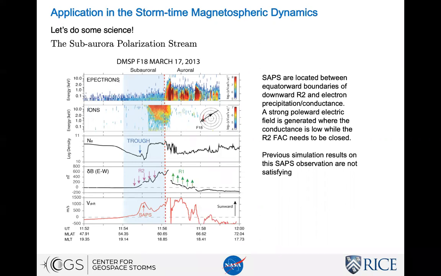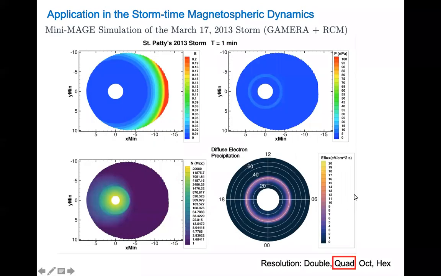The March 17, 2013 storm is a good example to study SAPS. However, previous simulation results are not quite satisfying. Here is a movie of variables in the RCM domain.